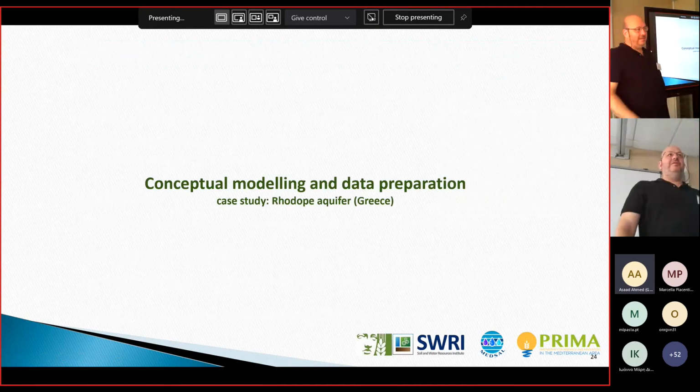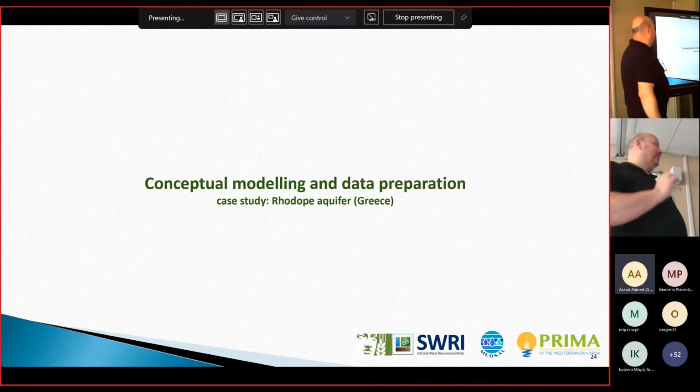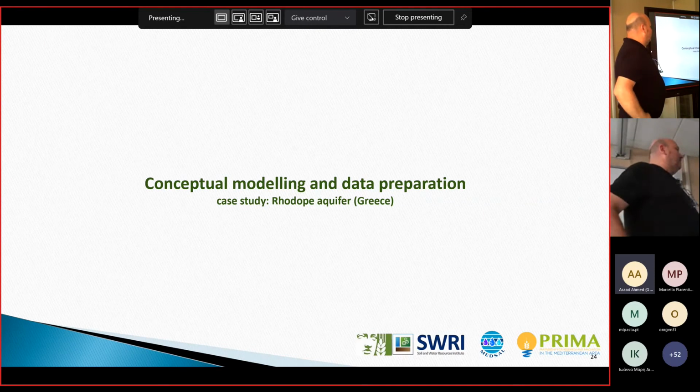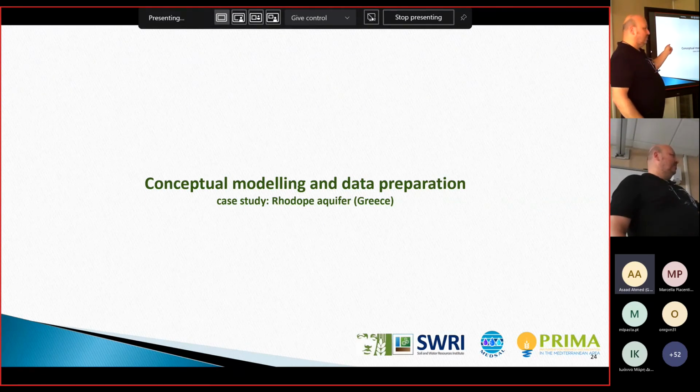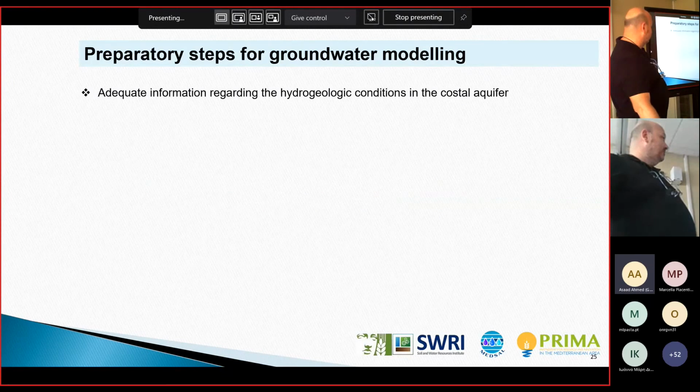Okay, let's continue with the case study, not in Victoria, Australia, but in Greece. The Rhodope aquifer. Initially we will see the conceptual modeling and data preparation, and then we will see the mathematical modeling, the calibration of the model, and its use in management scenarios.